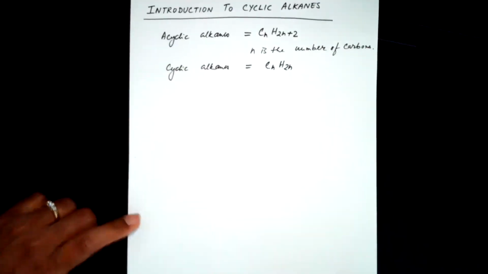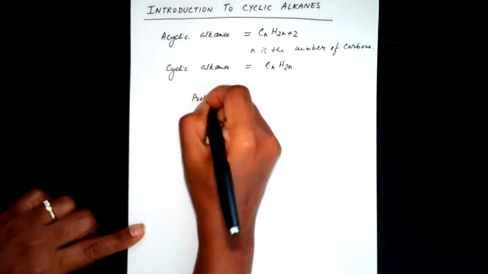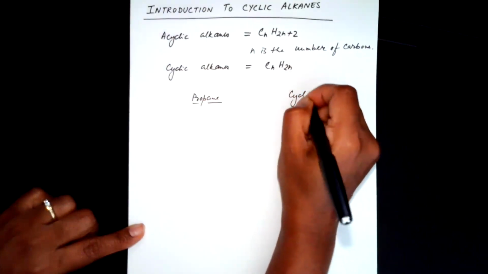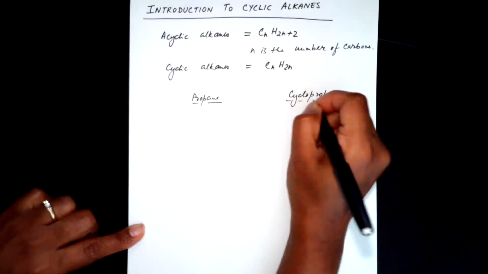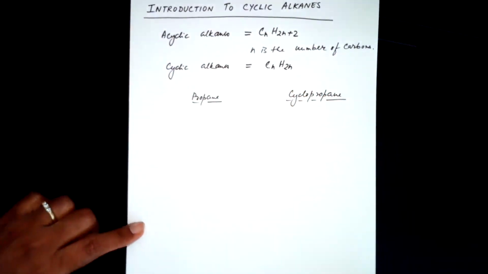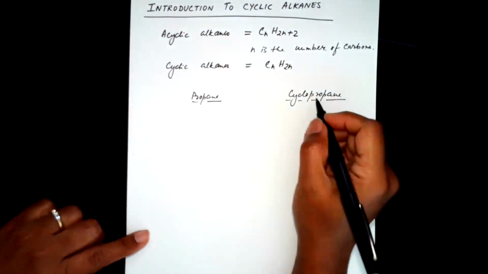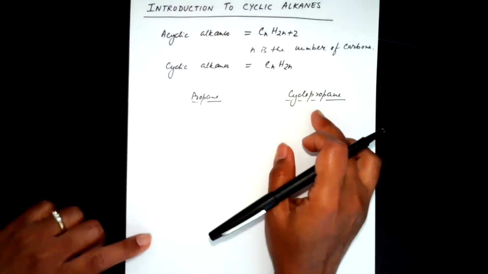So for comparison, we could use propane and cyclopropane, which is the cyclic version of this molecule, still with 3 carbons. So propane had 3 carbons, cyclopropane, see this part of the name? Cyclopropane still has 3 carbons, but this is the cyclic version of the molecule.